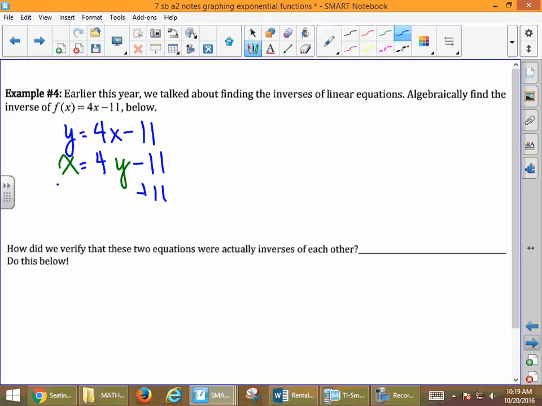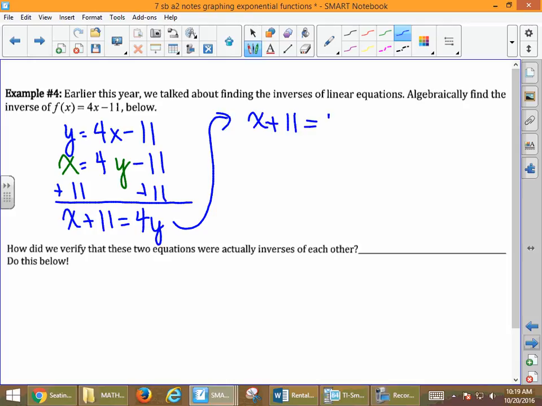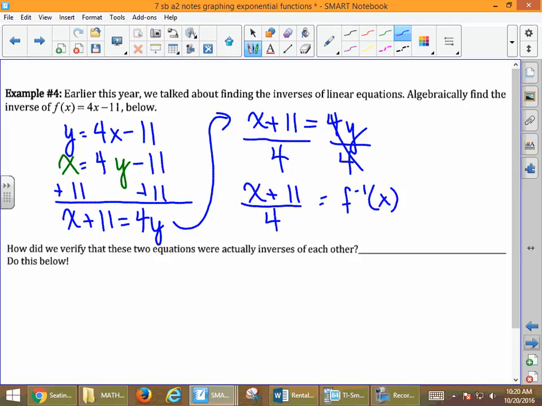So we're going to add 11 to both sides, and we end up with x plus 11 equals 4y. And then to finish, it's 4 times y, so our inverse operation is going to be to divide everything by 4. I'm just going to leave it like that. Our y, or our inverse here, is x plus 11 divided by 4. If you prefer, you can write it as x divided by 4 plus 11 divided by 4. It means the same thing.